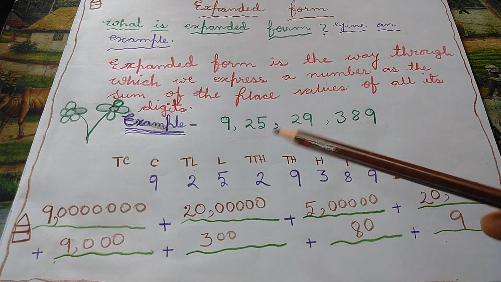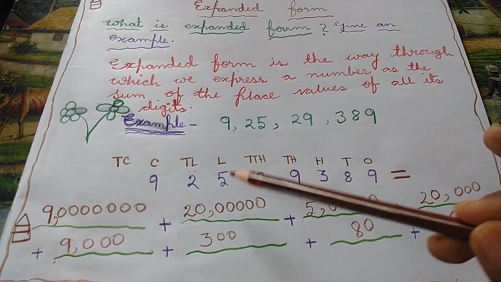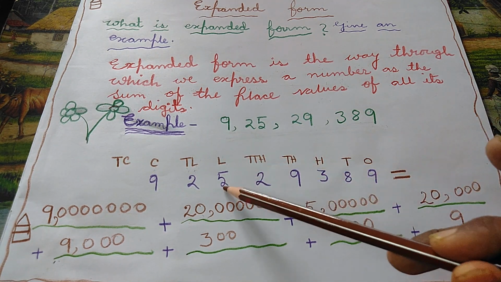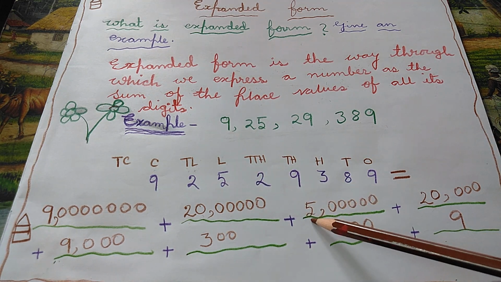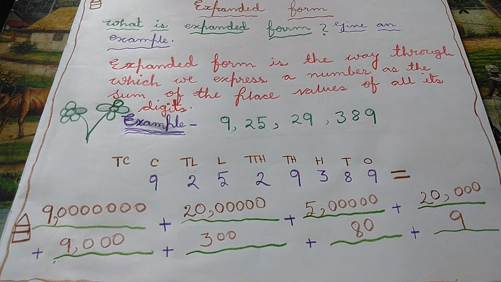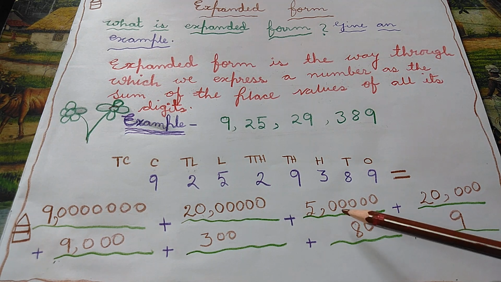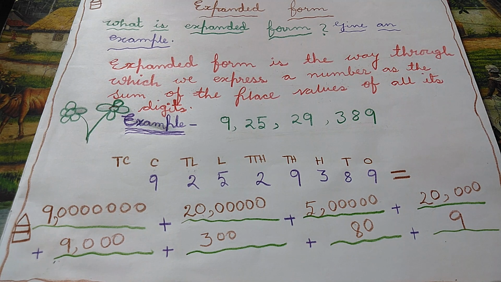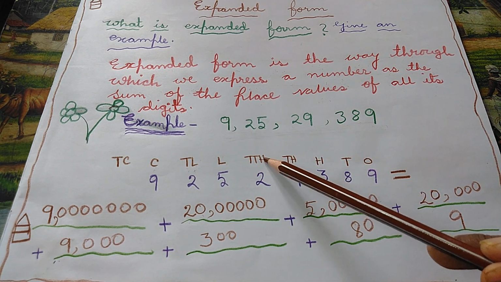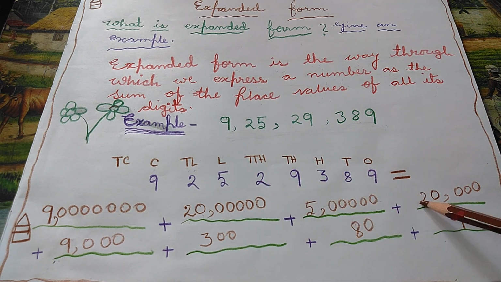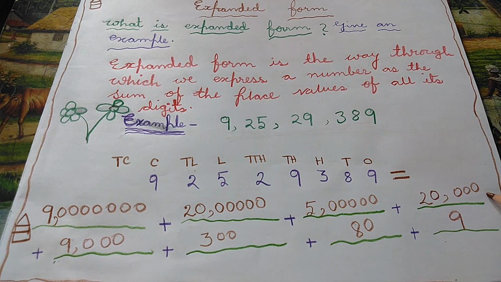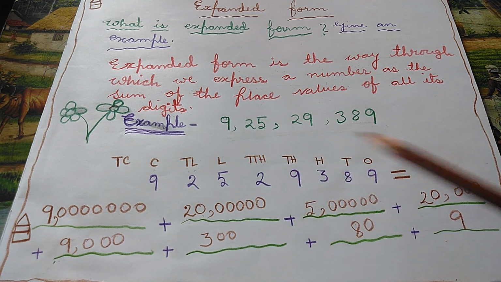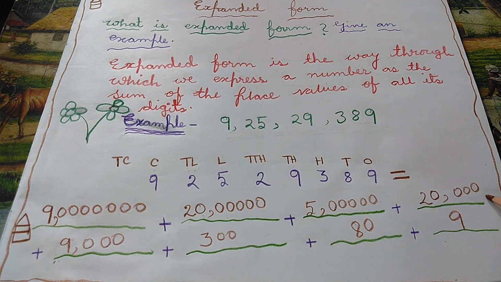Then 5 lakh. How to write 5 lakh in number? First write 5. For lakh, we will write 5 more zeros. 1, 2, 3, 4, 5. Then 20,000. First write 2. For 10, there will be 1 zero. For 1000, there will be 3 zeros. So 20,000.